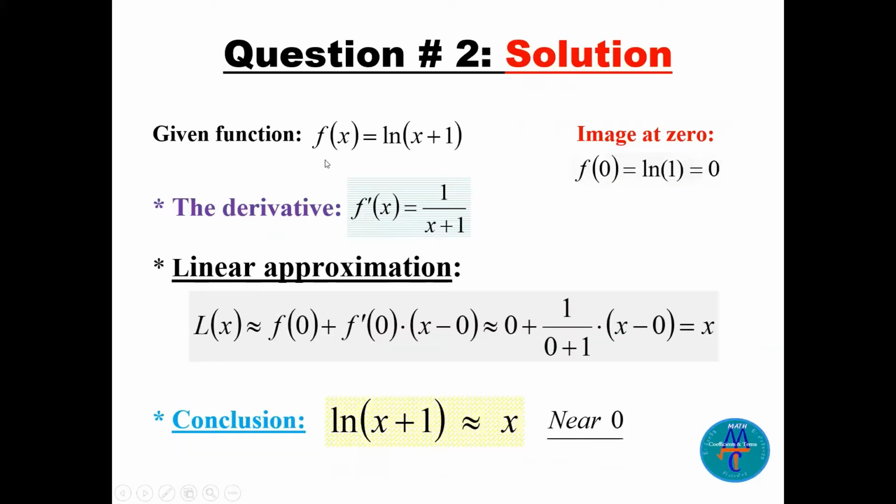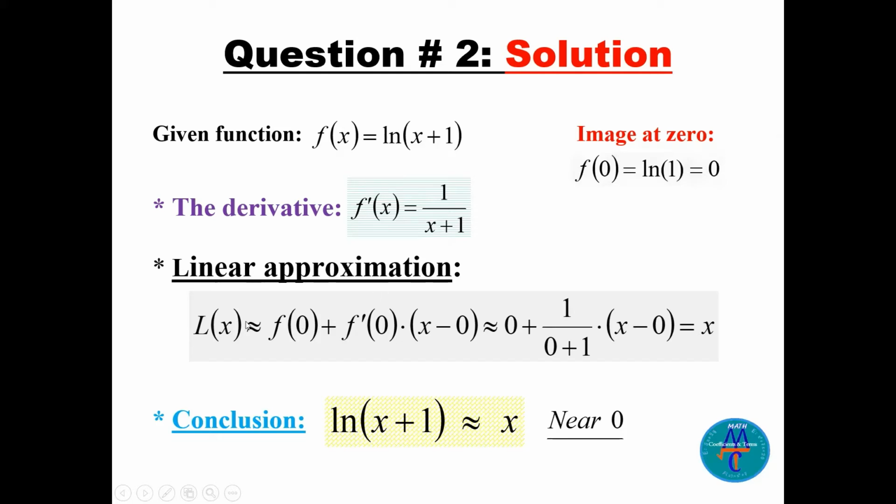Let's start here. We have the function f of x equals ln of x plus 1. We have x a equal to 0, so we find the image. F of 0 will be ln of 1, which is 0. The derivative will be u prime over u. Remember the formula for ln of u. So the derivative will be 1 over x plus 1.